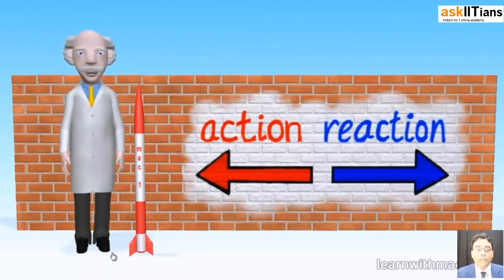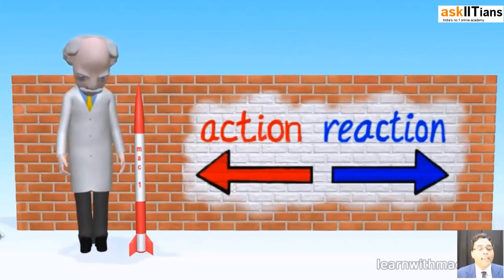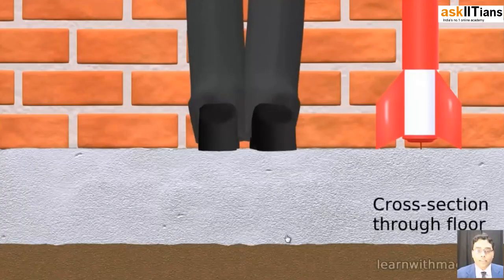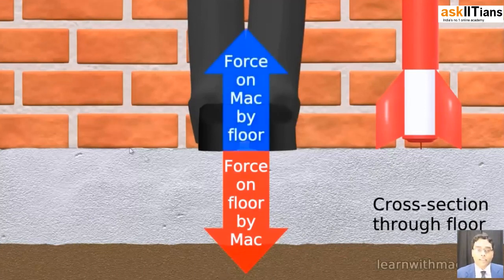If he is not falling down, that means there should be some compensating force acted upon by the surface of contact. Here, this is the cross-sectional area. This is the amount of force that is acted upon the floor by Dr. Mack. Dr. Mack is not falling down. That means the floor is also acting with a force on Mack. So this is what is known as the reaction force.